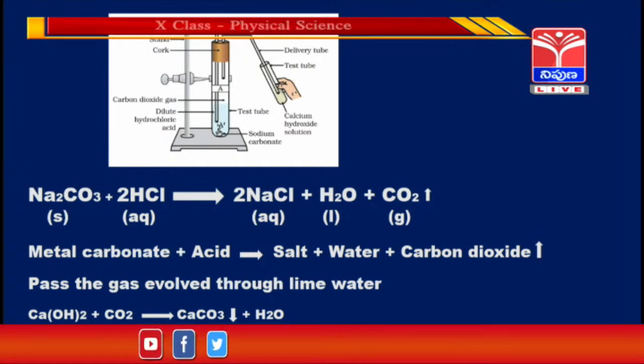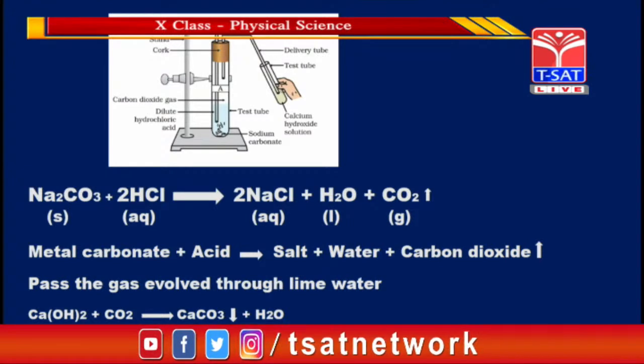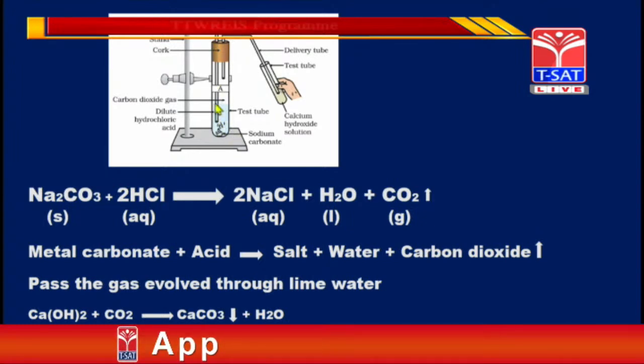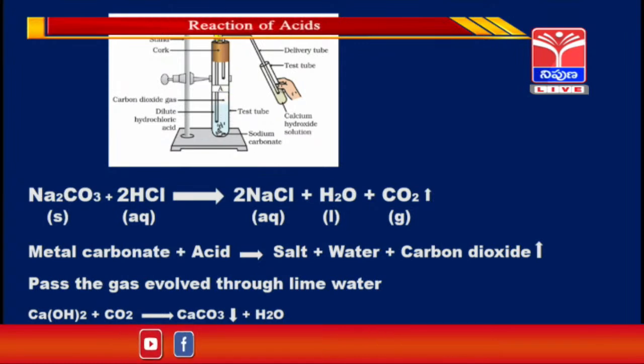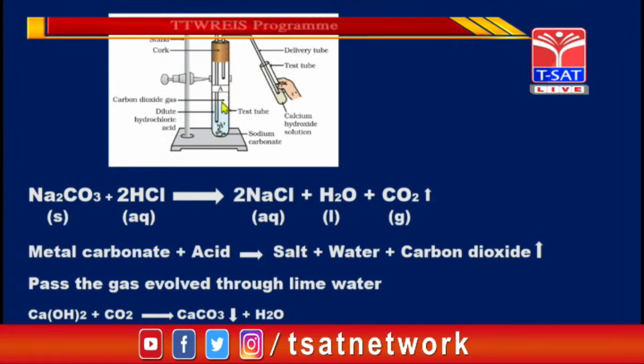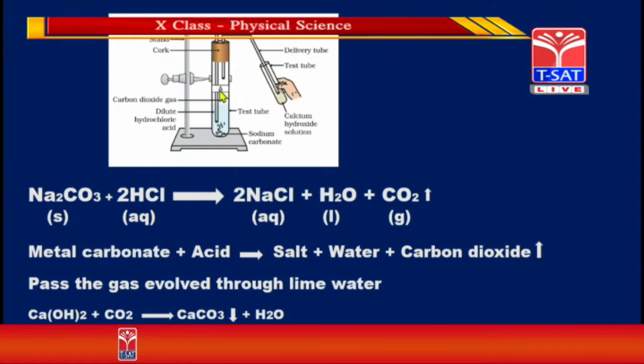Here the function of the thistle funnel is this: sometimes reactions won't take place properly due to less acid present in the test tube. At this situation we have to add acid to the test tube. If we remove the rubber cork to add the acid, then gas evolved in the test tube escapes into the atmosphere. To avoid this problem we use a thistle funnel. If we want to add acid, we will remove the cap of the thistle funnel and add as much acid as is required.